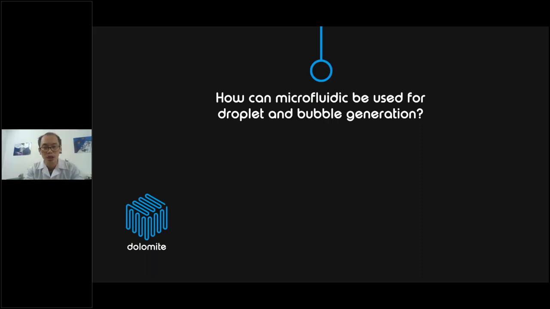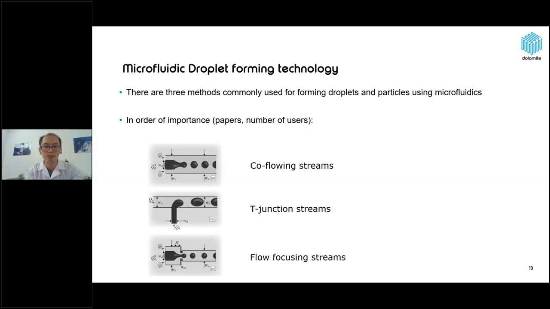And we will move to the application of microfluidics for droplet and bubble generation. Basically, there are three methods commonly used for droplets and particles using microfluidics. The first is the core flow stream, which means you pump two streams together into a chip junction to generate the lateral stream. Or you can make the T-junction stream by using the T-junction chip, introducing the two flows at 90 degree angles in flow direction to generate droplets, which have larger size compared to the droplet chip junction. We also have the flow focus stream, to generate the droplet through the chip junction.